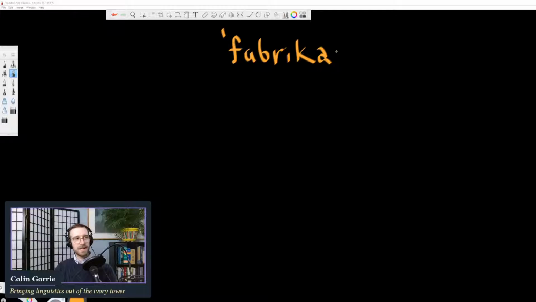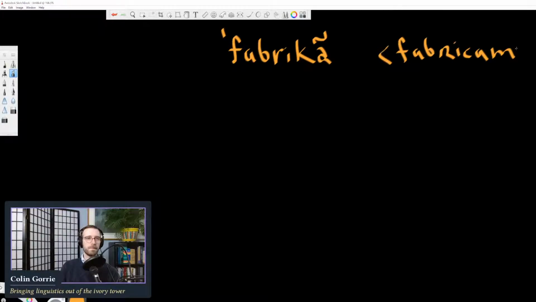So the accusative case of fabrica in Latin would be fabricam, with a sort of nasalization on that final vowel. The final M is going to be spelling that. So let's write this. This would be orthographically fabricam, phonologically fabricã, something like that anyway. But that's not the form ancestral to the form of the Romance languages.